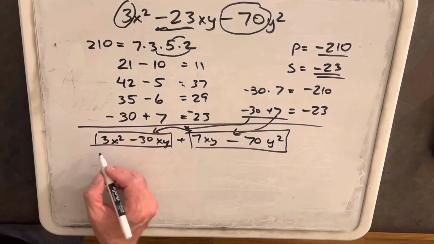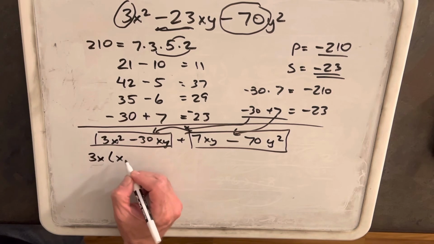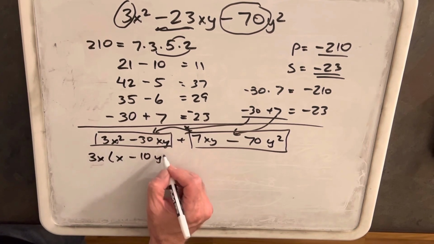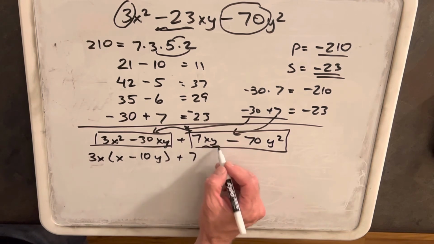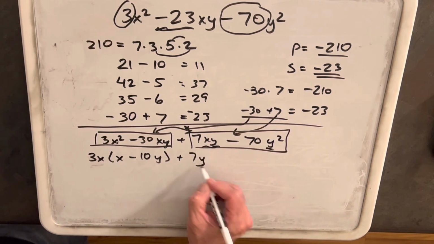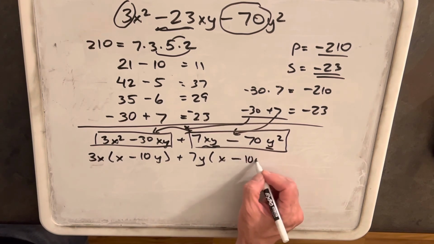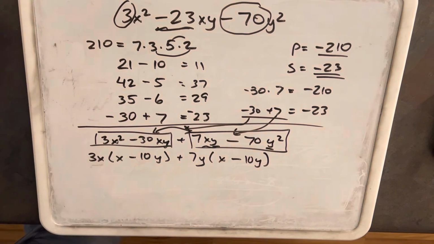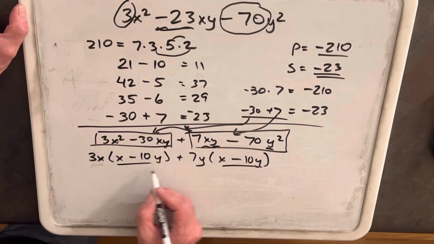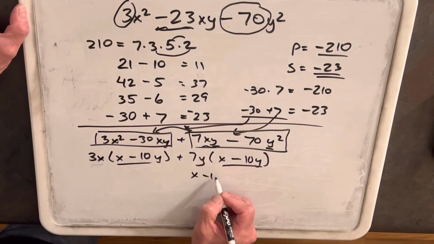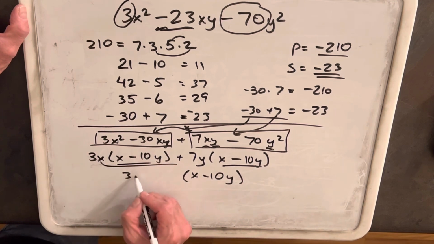From the first pair, we can factor out a 3x, and we'll have x minus 10y. In the second pair, 7 is in common and 1y, so we can factor out a 7y, and we get x minus 10y. A problem like this is usually carefully arranged so that it comes out nice. So this is exactly the same, and then we can factor that out. We have x minus 10y, and then the remaining terms, 3x plus 7y.